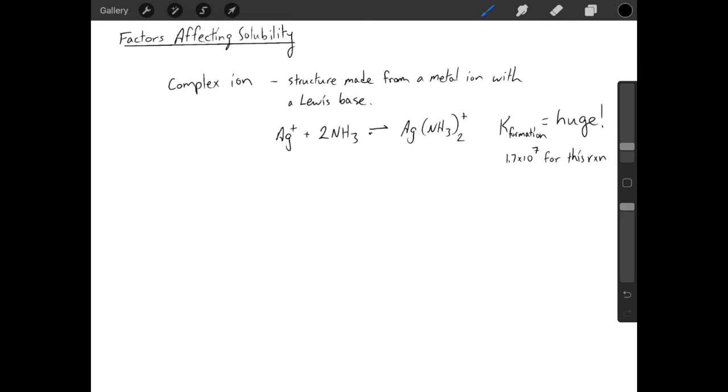So if you have a silver chloride solubility, for example, silver chloride solid dissociating to give you silver ions and chloride ions, once you're at equilibrium, you're going to have a certain amount of solubility, a certain amount of silver chloride will dissolve. But if you add any ammonia at all, it's going to react with the silver ions. And that means all of the silver ions will be removed, and they'll be converted almost entirely into that silver diamine complex ion. And because the silver ions have been removed, more silver chloride will have to dissociate in order to replace them.